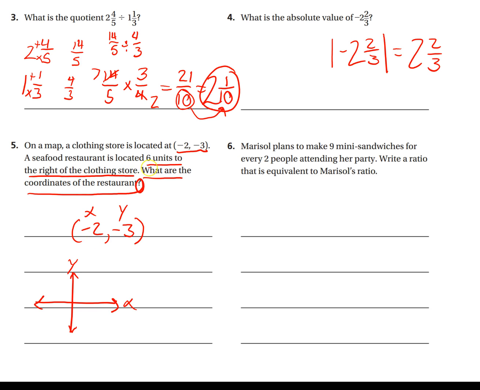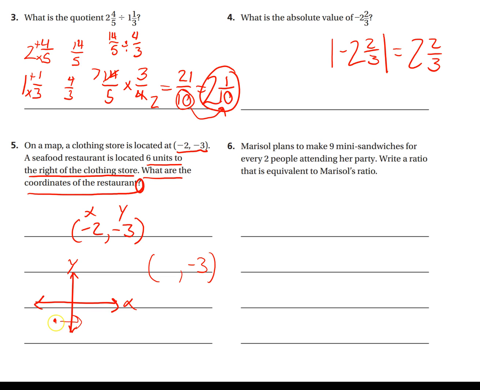So the seafood restaurant is located 6 units to the right. So 6 units to the right of this. So -2, -3 would be somewhere around here. Now the y-axis, I know for my answer, is not going to change. It's still going to be -3 because the problem doesn't tell us to go up or down. So I'm going to stay at -3 on the y-axis. I'm just going right, and I'm going right 6.